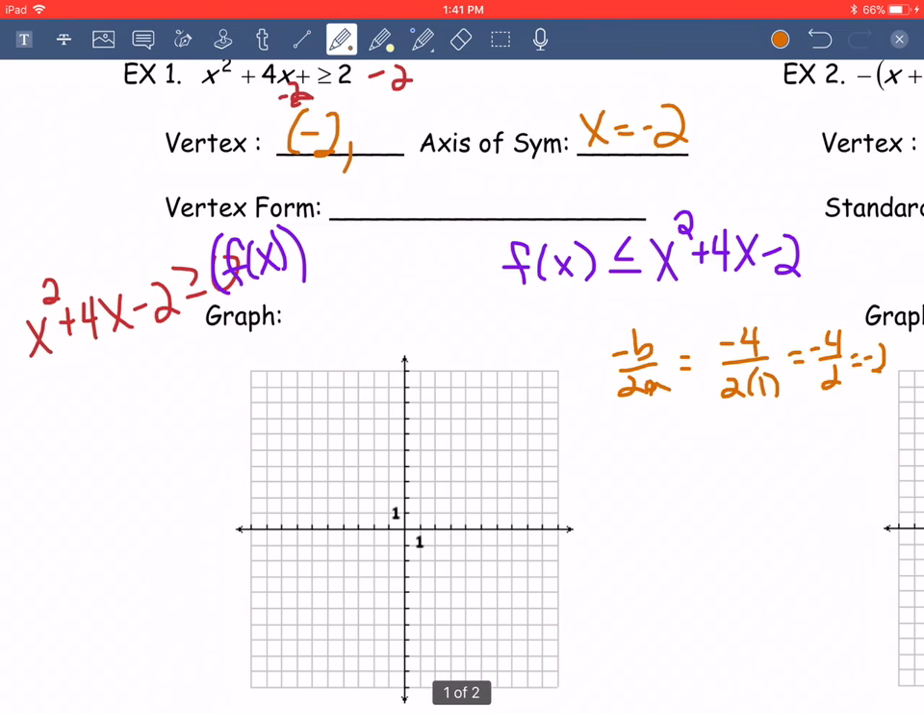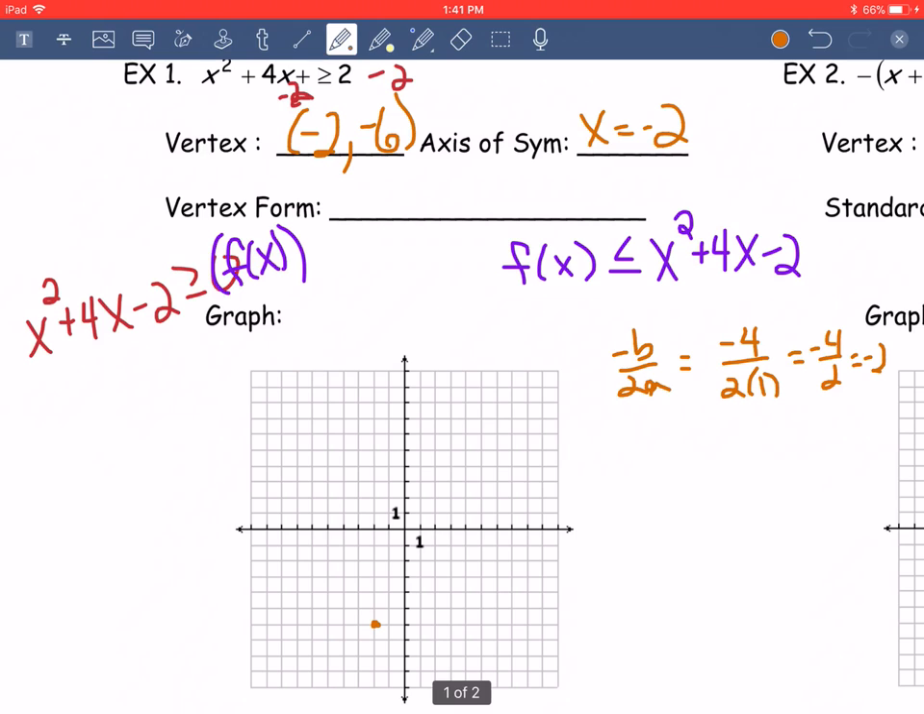I can go ahead and use my calculator. So I'm going to be plugging in x squared plus 4x minus 2 into the calculator. I'm going to get my table. When x is negative 2, my y is negative 6. So I have a vertex at negative 2, negative 6. So 3, 4, 5, 6. So there's my vertex on the graph.